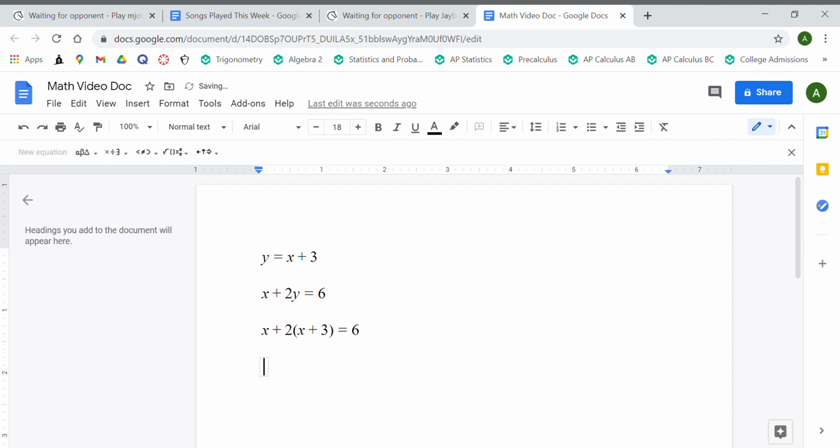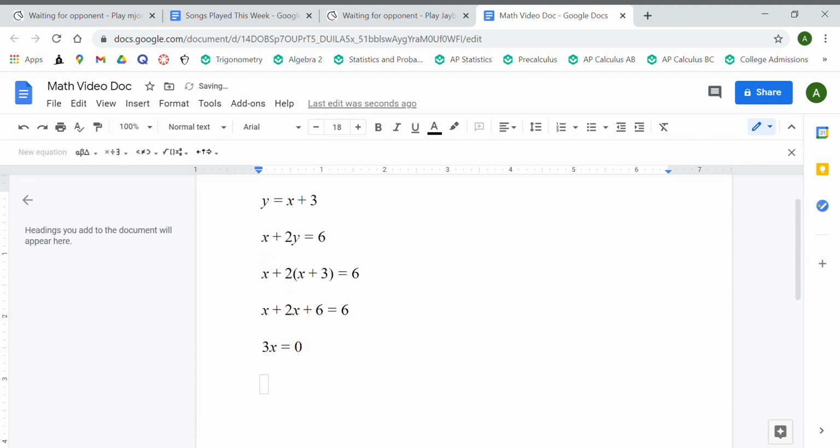Now we use the distributive property. We get x plus 2 times x is 2x, 2 times 3 is 6, equals 6. I'm going to do two steps at once here, guys. So we're going to subtract 6 on both sides. 6 minus 6 equals 0. x plus 2x equals 3x. So 3x equals 0. Then really you can just say x equals 0. Simple.